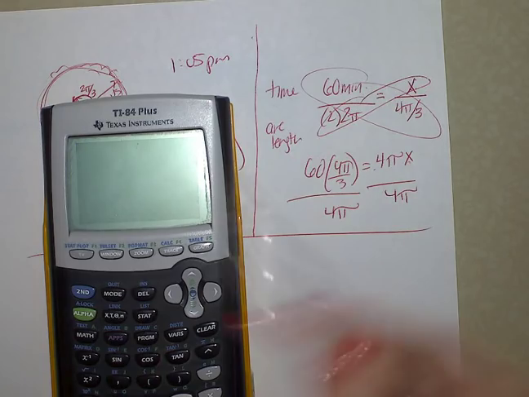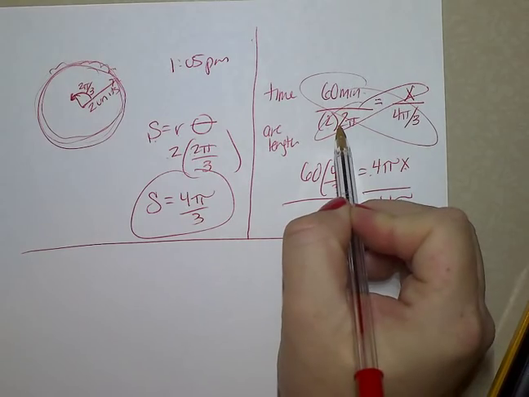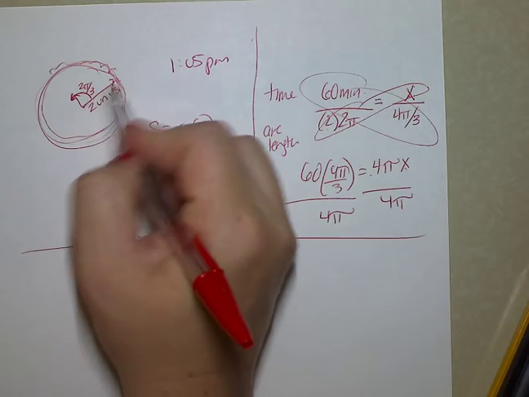Where did I get this 2 from? Yeah. So the circumference of a circle is 2 pi r. So 2 pi, and r is your radius.